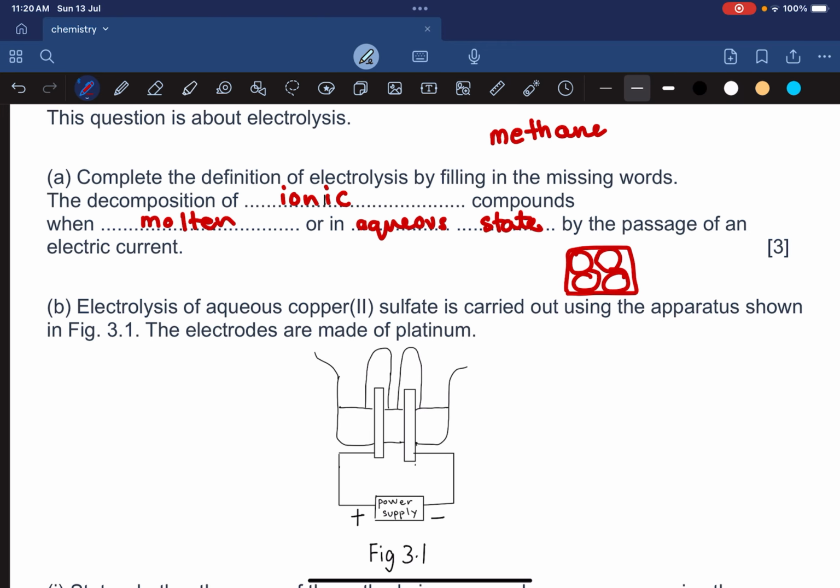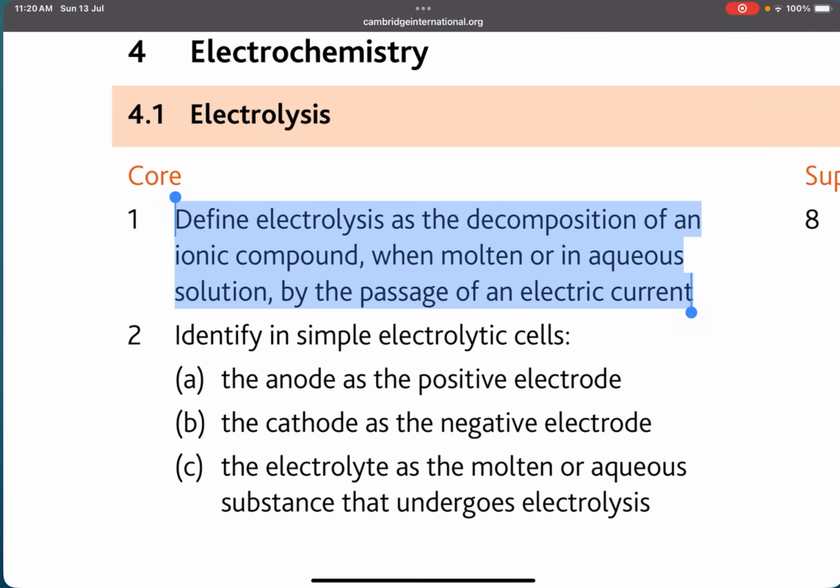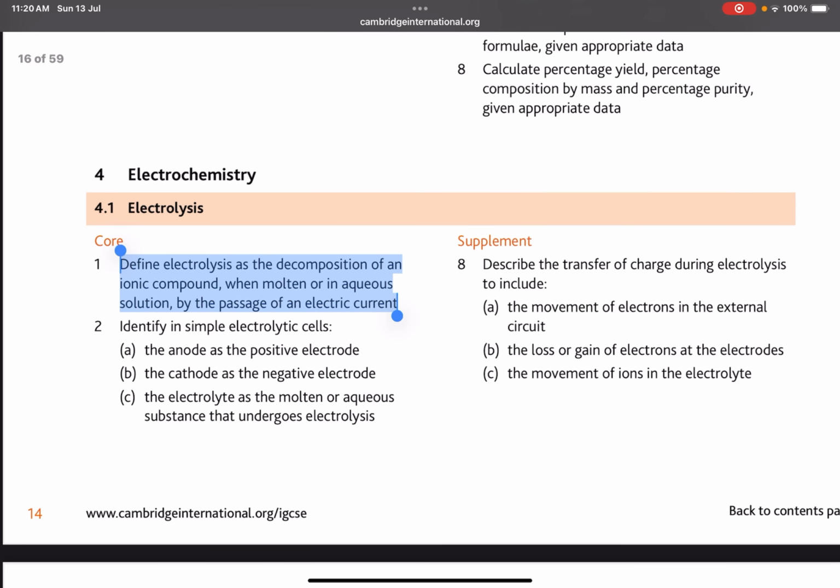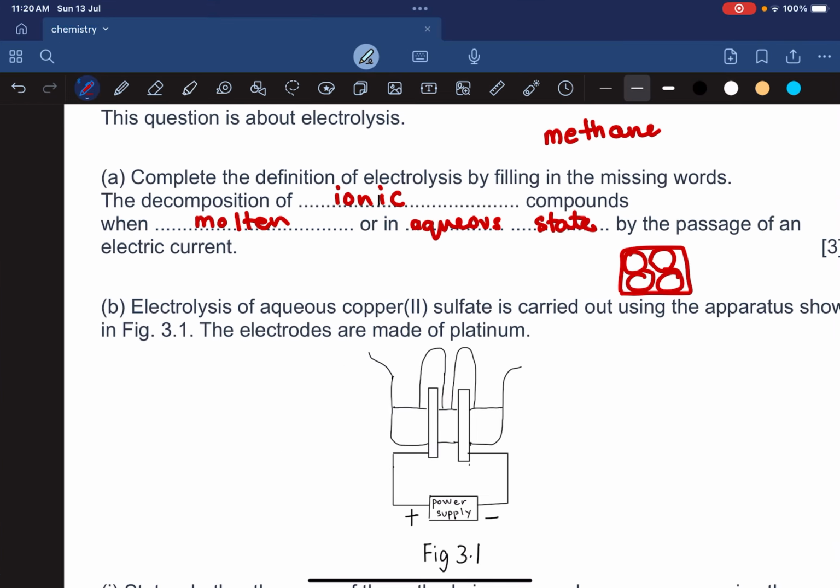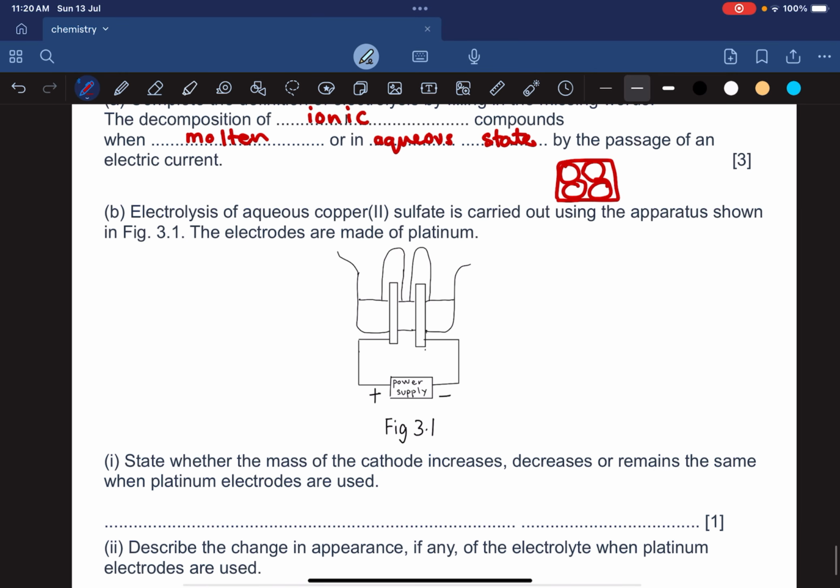Now read this thing. The decomposition of dashed compounds when dash or in dash state by the passage of an electric current. Don't you feel that you just had to read this syllabus given by Cambridge in a good way? You just had to have a strong grip on the syllabus in order to attempt your paper. It was just to fill in the blanks from the syllabus. So I personally believe that more than books, more than anything, you should first have a strong grip on the syllabus, okay? If any one of you have read the syllabus, it must be a piece of cake for them, okay? Moving on to the next question, okay?